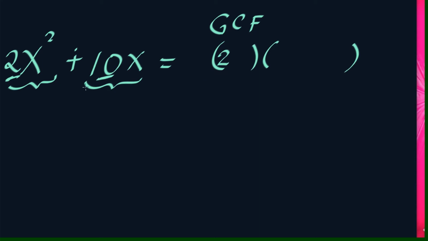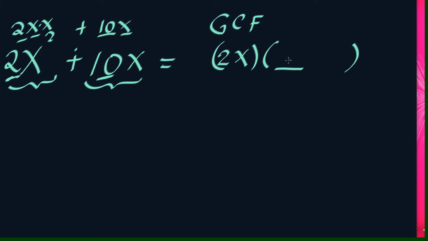Okay? And what about the variables? x squared and x. What's common between them? We know that this is x times x, right? So 2x squared means 2xx. Then this one is 10x. So we say that 2 is common between 2 and 10. Now, for the variables, what they have in common is 1x. So 2x is our GCF. That's one of the factors.